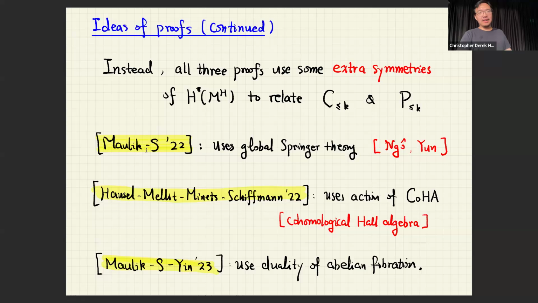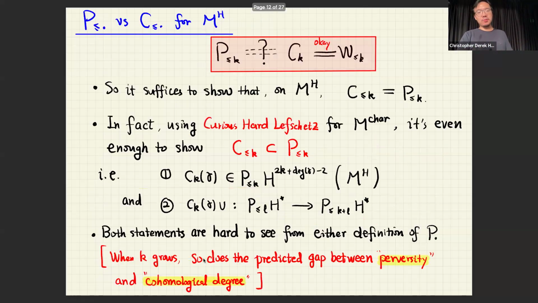Very different flavors. In the work with Davesh Maulik in 2022, we use global Springer theory in the sense of Ngo and Zhiwei Yun, where we view this Hitchin moduli space as a global analog of a Lie algebra, from which we can reduce this difficulty. This difficulty happens when K is very large. We can reduce this to K equal to 1 by splitting the vector bundle into line bundles, or by modifying the moduli spaces using Springer theory.